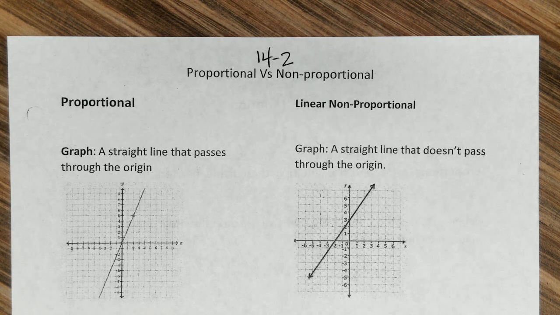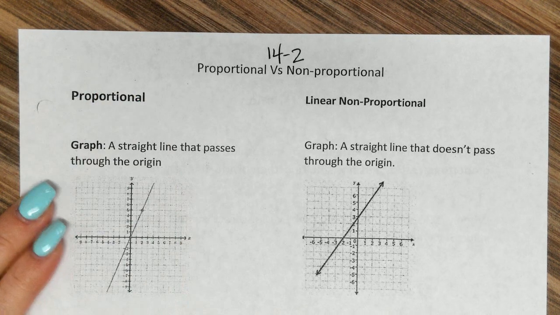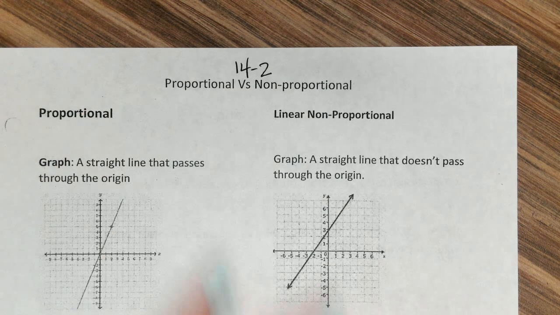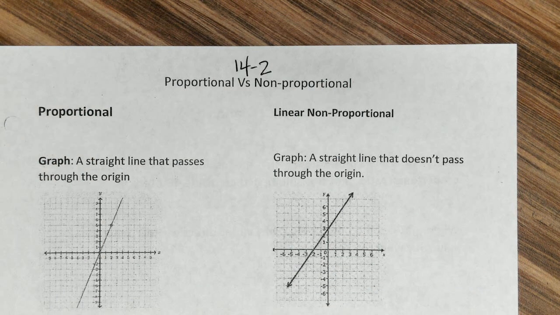Today we're going to go over proportional versus non-proportional. You guys were actually really good at this the first time we learned it. It's just been a while since we've seen it. Everything on the left is going to represent a proportional situation, and everything on the right is going to be non-proportional, that is a straight line, linear.